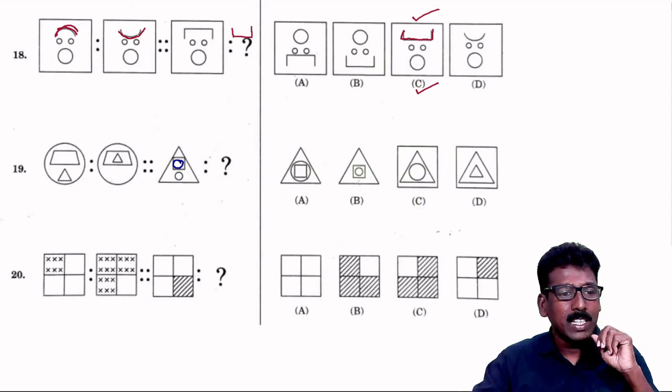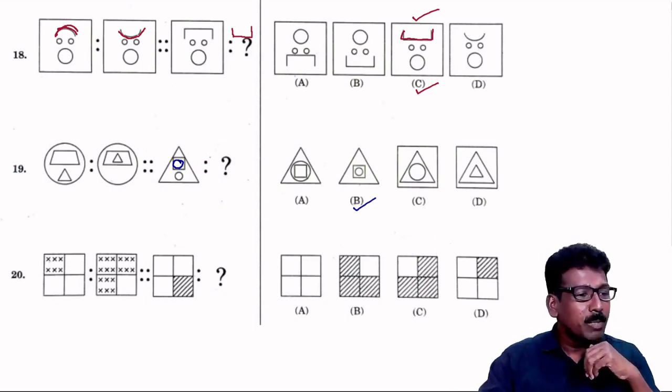So circle inside the square. Yes, option B is the correct option. Look at question number 20.